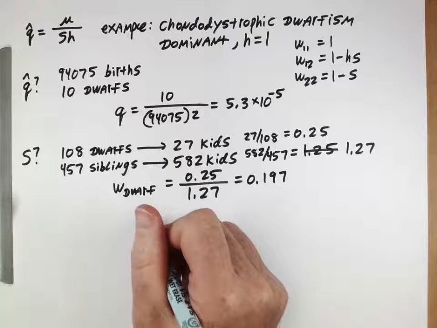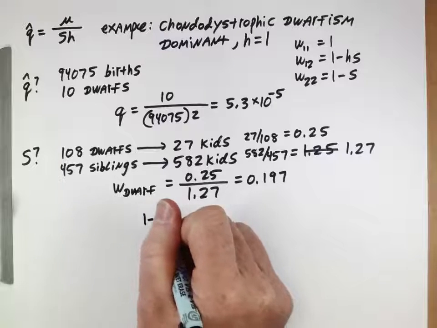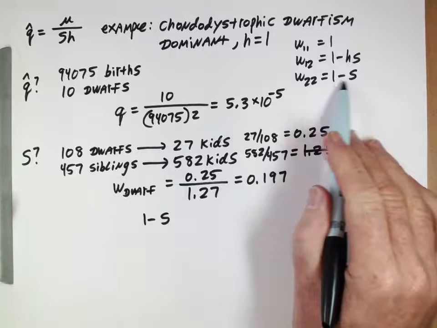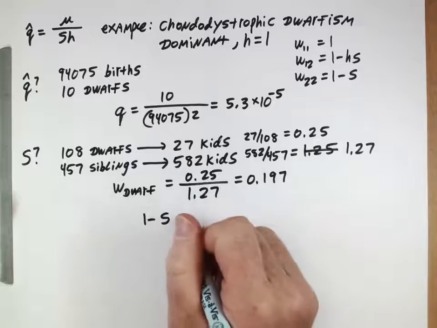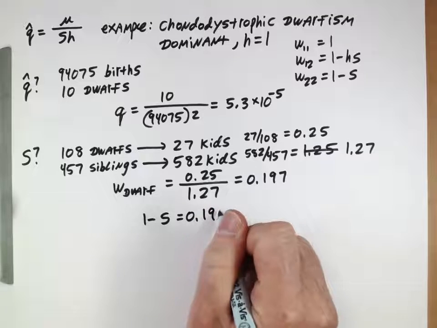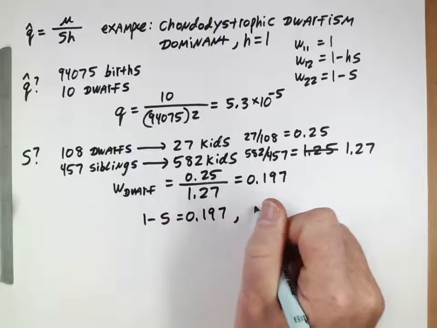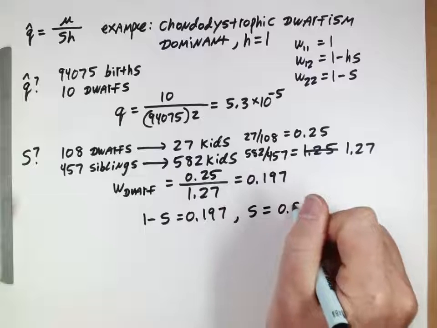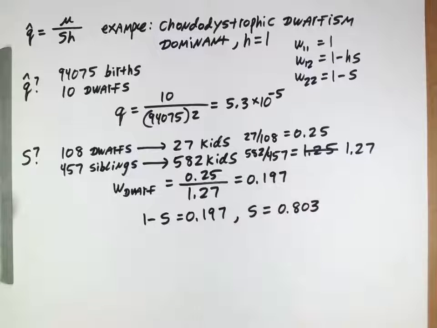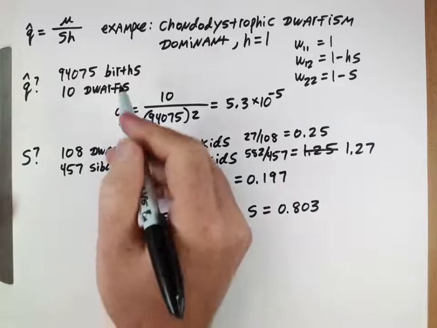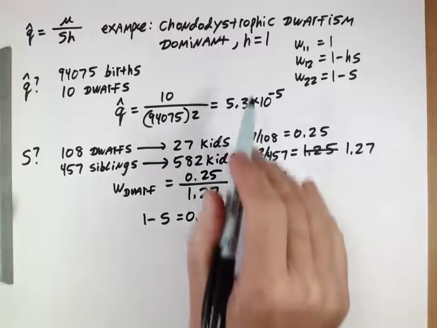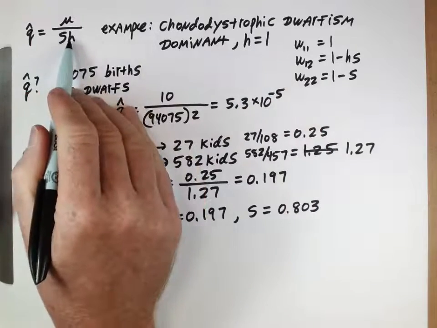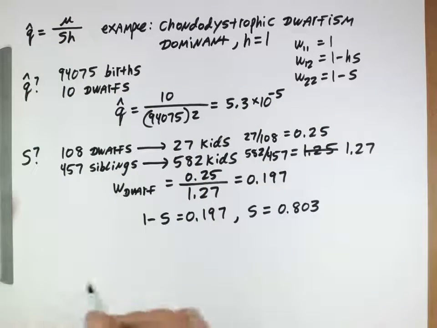So what's the actual value of s? 1 minus s here is what matches up with this actual fitness value. And then solving for s, we get s of 0.803. So now we have a value of q, which is our equilibrium frequency. We have a value of s, 0.803. And we have a value of h. So we have this, this, and this. We can solve for the mutation rate.